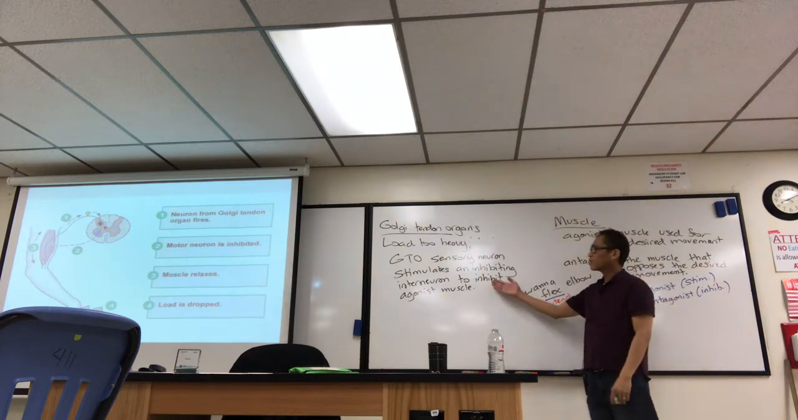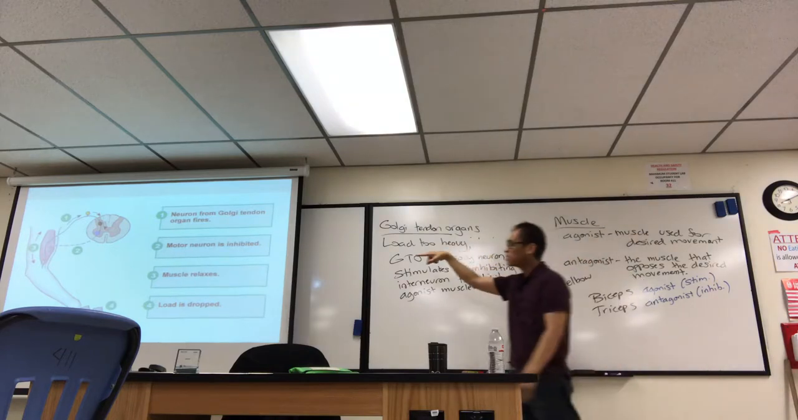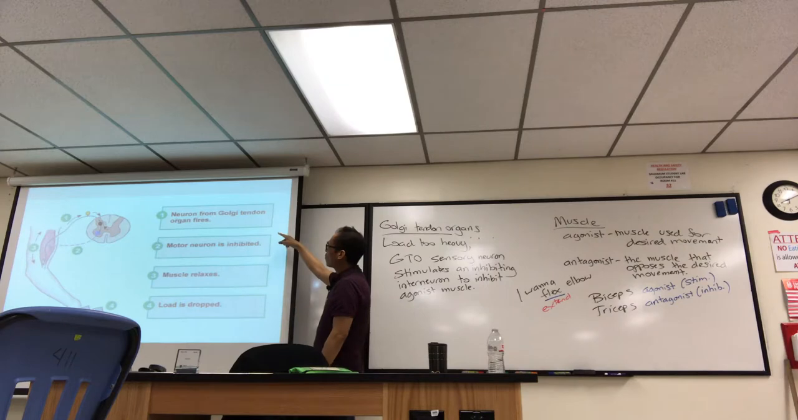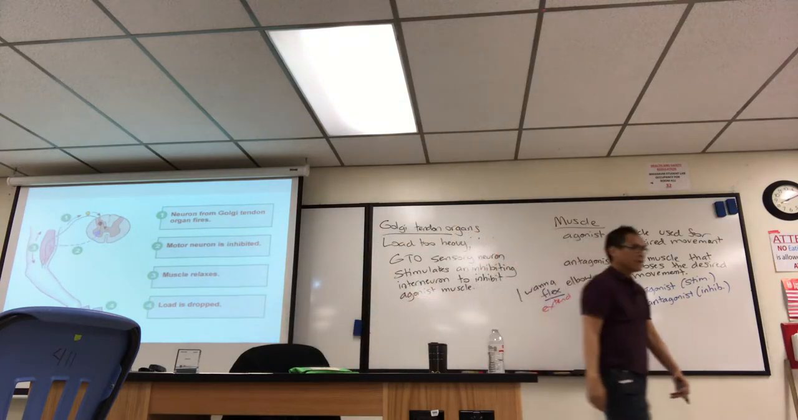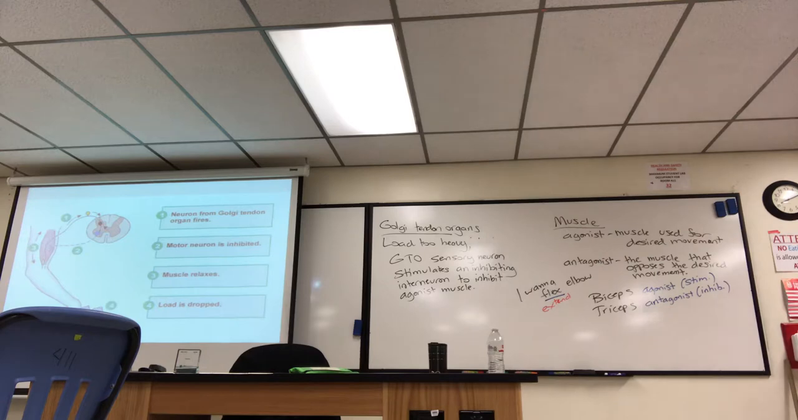So practice your Science Success Center study skills, especially those of you who took it. Look at your notes. Dr. Ron wrote: load too heavy, detect sensory organ. Reread your notes, then go through this. Neuron from Golgi tendon organ fires, motor neuron inhibited, muscle relaxes, load is dropped. If you don't get it, just keep rehearsing until you do.